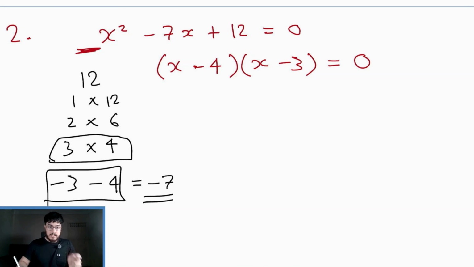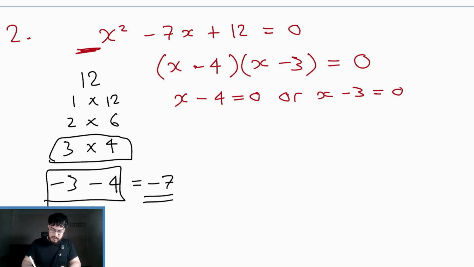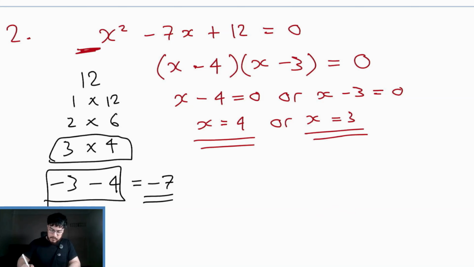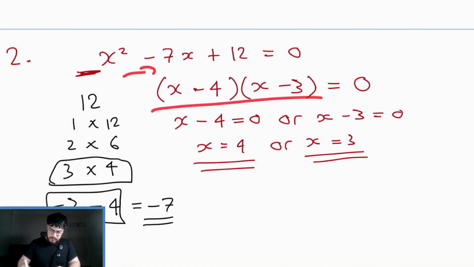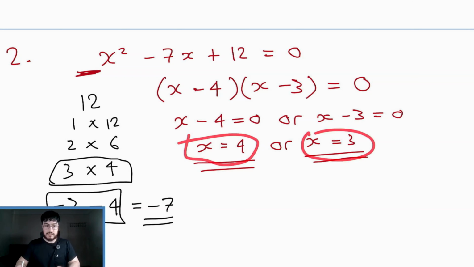And again, either bracket is equal to 0. And so we can say x minus 4 is equal to 0, or x minus 3 is equal to 0. Therefore, x is equal to positive 4, or x is equal to positive 3. Okay, we did the same thing we did here, just in less detail. We factorized it. We then said either this or this equals 0, and then we solved these two linear equations to get our solutions of x. Okay, let's keep it going.